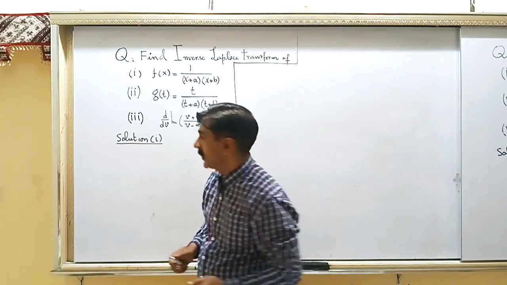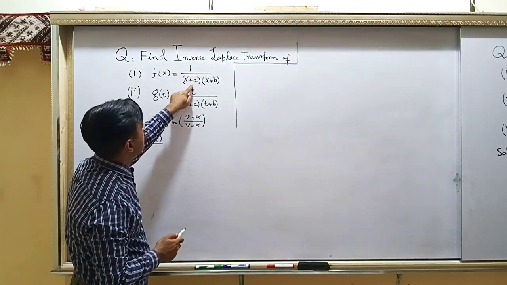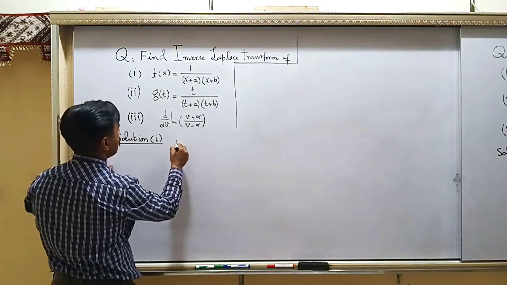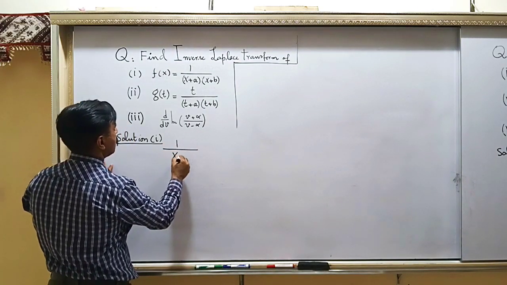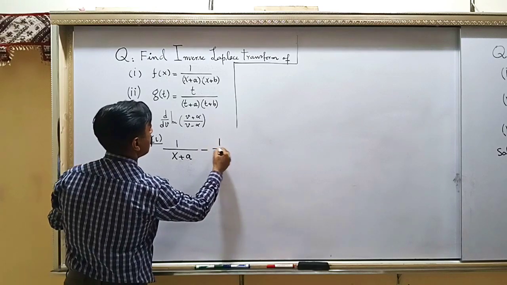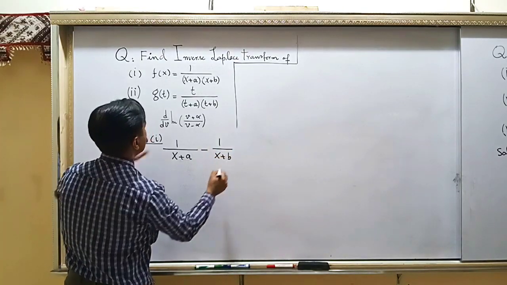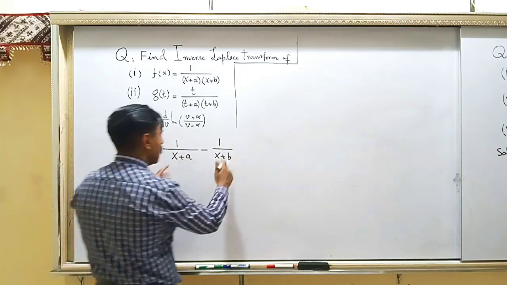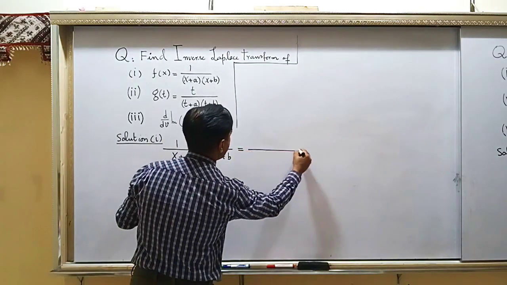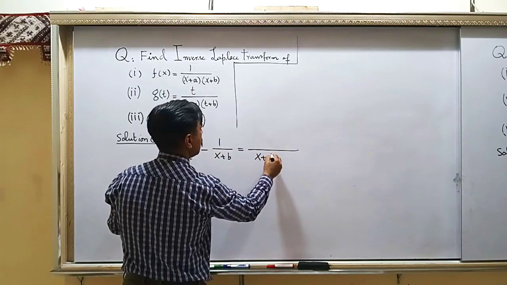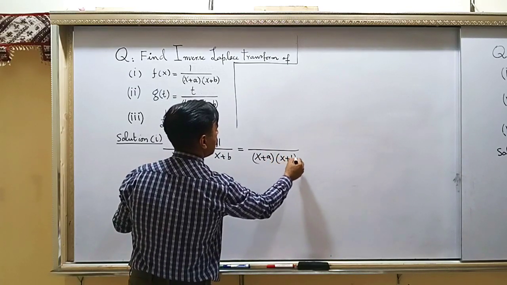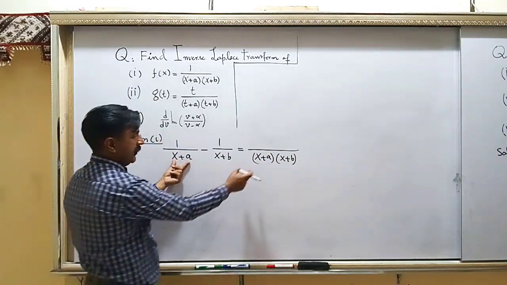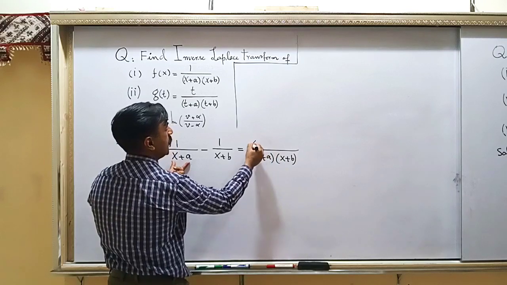And what is the shortcut? Look, this 1 over x plus a and 1 over x plus b. Imagine in your head that you have written it as 1 over x plus a minus 1 over x plus b. The two factors are written separately with the minus sign between them. And then take their LCM. And what is the LCM? x plus a into x plus b. Now, when it is simplified, you will have x plus b here.